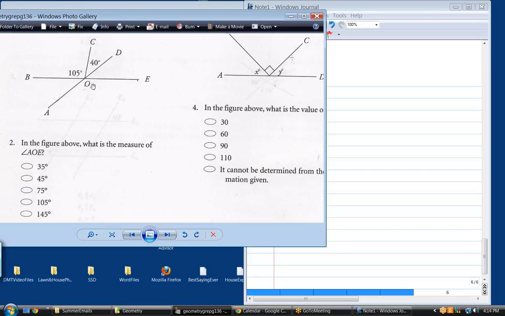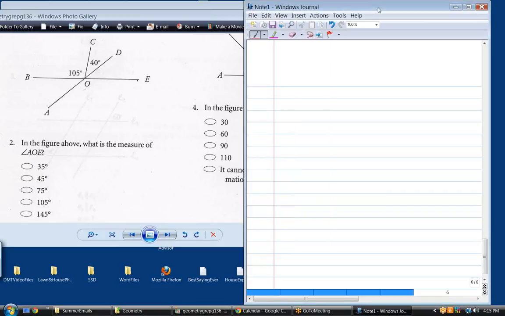How'd you get that answer? You merely took it as the vertical angle to these two. That's a faster way to do it. In other words, if you have this, angle 1 is always equal to that angle 1. And angle 2 is always equal to that angle 2 from vertical angles.